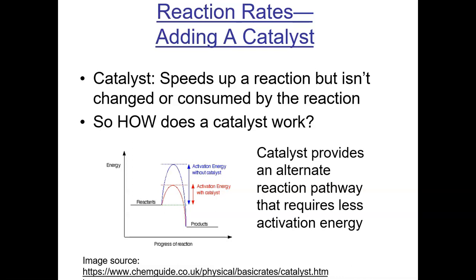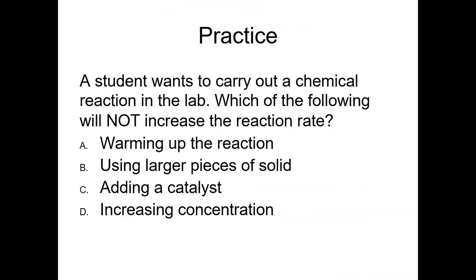It doesn't actually give the particles more energy, it just means that some particles that wouldn't have reacted before will react now. All right, so the student wants to carry out a chemical reaction in the lab. Which of these would not increase the reaction rate? So B is the correct answer here, because if we use larger pieces of a solid, we actually have a lower surface area. A, C, and D are all examples of favorable conditions for increasing reaction rate.